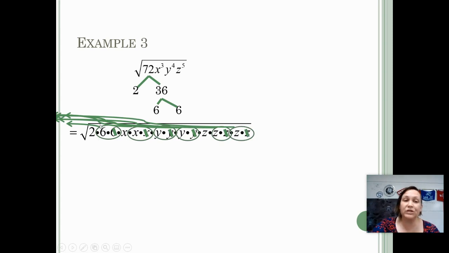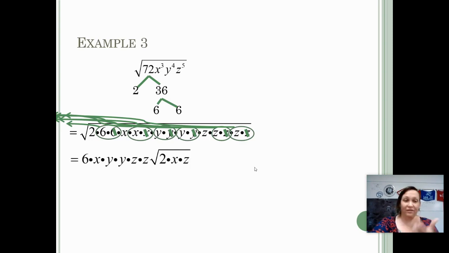So what we're going to do now is we're going to look at everything that got circled and we're going to write it on the outside and it all gets multiplied together. So I have a 6, an x, a y, a second y, a z, and a second z. So 6x, y, z, z on the outside. And then anything that did not get circled will stay underneath the radical. So I have this 2, I have this x, and I have this z.